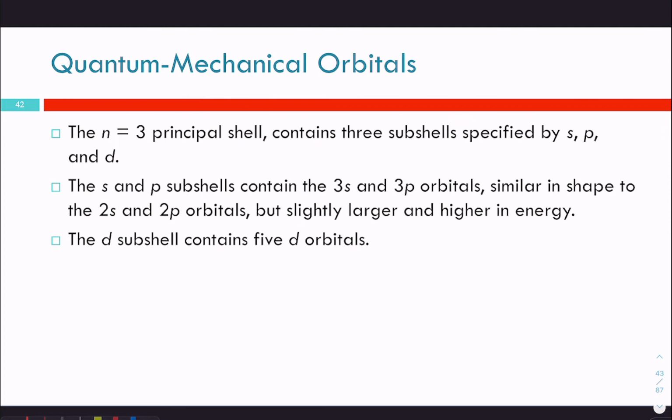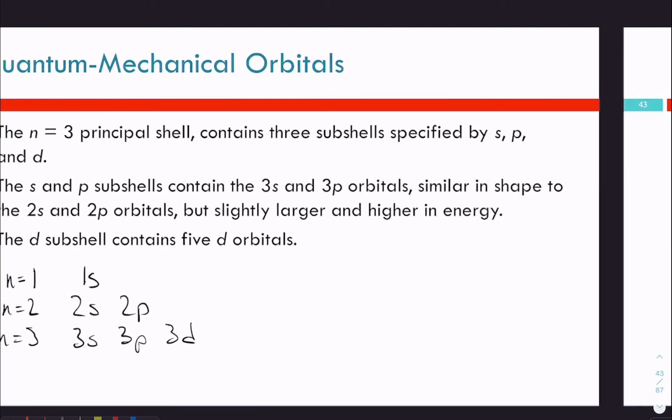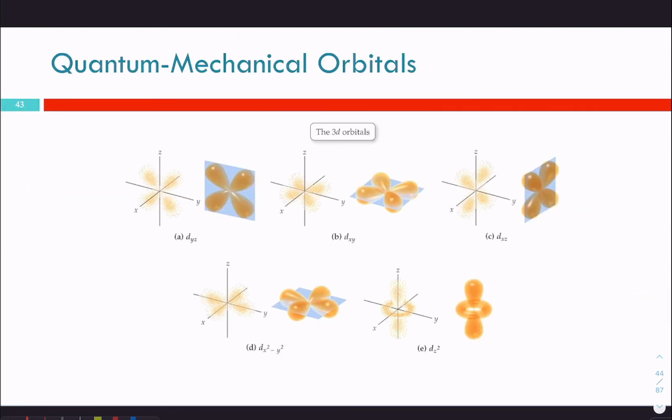So every time you move up, if we go from n equals 1, we'll have 1s. If we go to n equals 2, now we have 2s and 2p. N equals 3 is 3s, 3p, 3d. You can think about these as addresses for the individual types of orbitals. It gives you the energy level and the shape. And every time we're getting slightly larger, with slightly more energy.